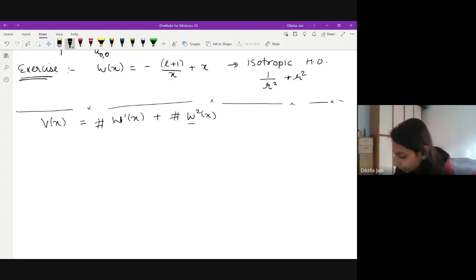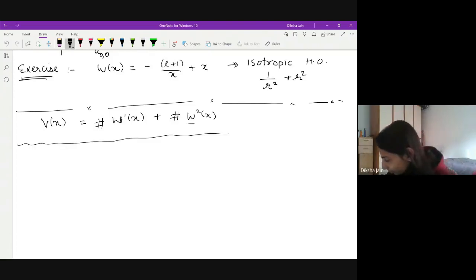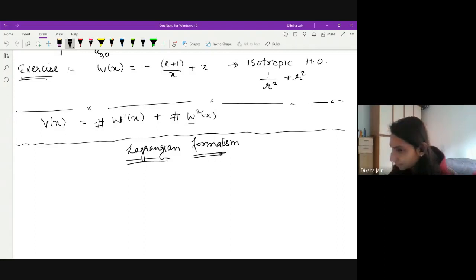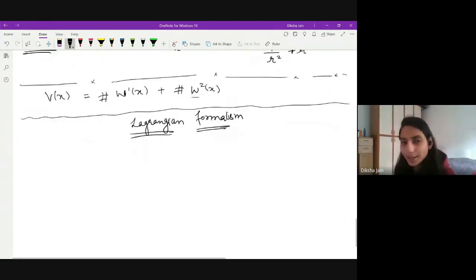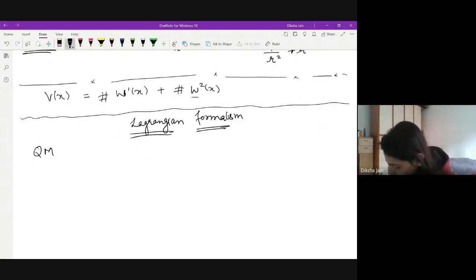Okay, now I'm moving to a bit different topic. So I'm moving to Lagrangian formalism. So let me define quantum mechanics in a bit mathematical way. You can think of quantum mechanics as basically a 0 plus 1 dimensional QFT, quantum field theory. Let me tell you why.